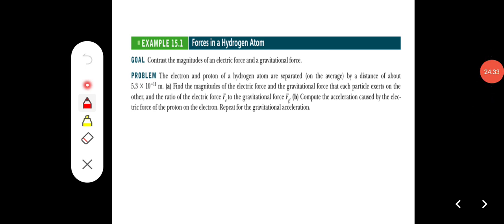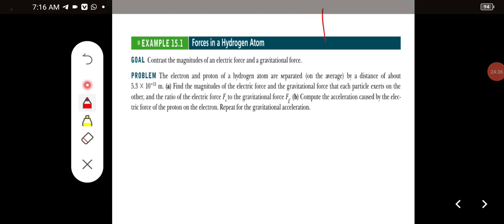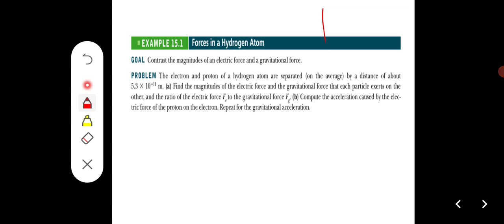The electron and proton of hydrogen are separated on average by a distance of about 5.3 times 10 to the power negative 3. Find the magnitude of the electric force and the gravitational force that each particle exerts on the other, and the ratio of the electric force to the gravitational force.